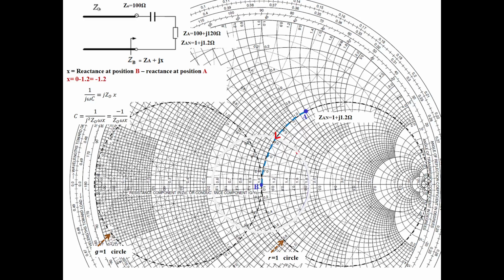See here, our load point is somewhere here. Moving on a resistance circle, moving on a conductance circle. From the point A, you can move on the resistance circle or a conductance circle. So you should find out the conductance circle and resistance circle passing through this point.